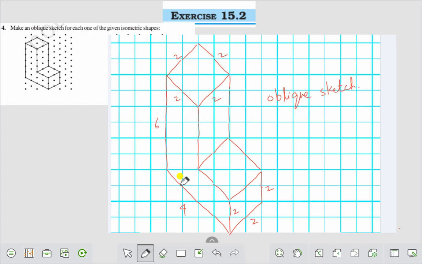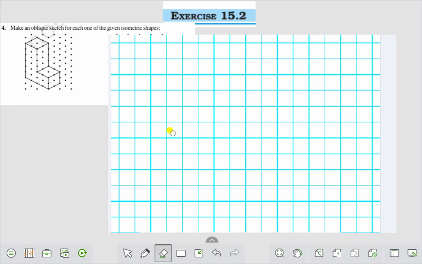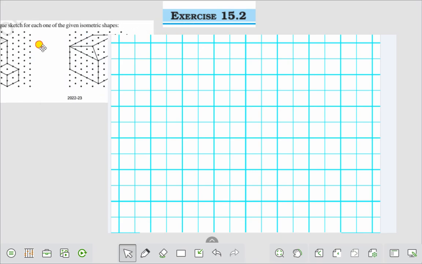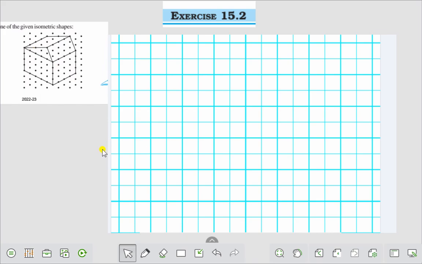Okay. Let's solve the second question. Let us take the second question. Second question is, here you see this one. Make an oblique sketch for each one of the following. The second figure is like this. See this one, you have to make this figure, right? Let us take an oblique figure of this one. Okay, let us draw.